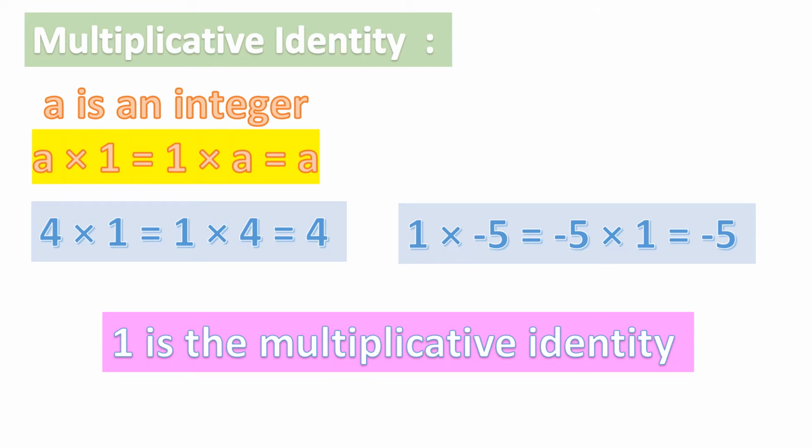So what is the multiplicative identity of 3? Yes, 1 is the multiplicative identity of 3. What is the multiplicative identity of -5? Yes, 1 is the multiplicative identity of -5. What is the multiplicative identity of 1000? Yes, definitely 1 is the multiplicative identity of 1000 also, right? So this is what multiplicative identity is. And why is it multiplicative identity? Because any number you take and you multiply with 1, you will get that number itself, right?